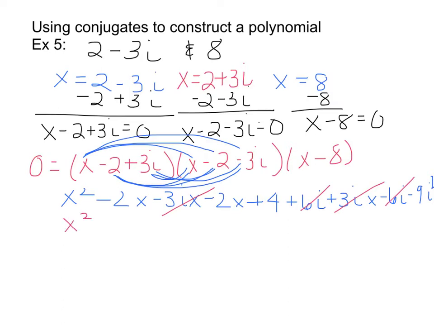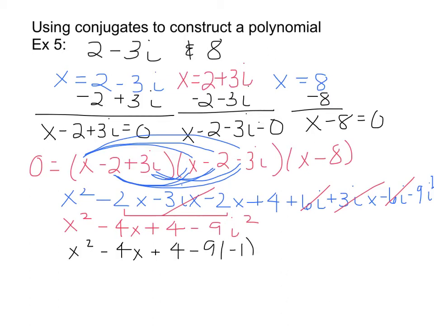So right now I have x squared, negative 2x, minus 2x gives me negative 4x, plus 4, and then I have minus 9i squared. You know that i squared equals negative 1, so negative 9 times negative 1 gives me positive 9, and then you're going to combine that positive 9 with the 4, and that's going to give you x squared minus 4x plus 13. And then, don't forget, you have this x minus 8 that you still need to multiply by.